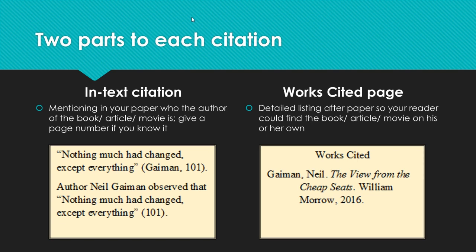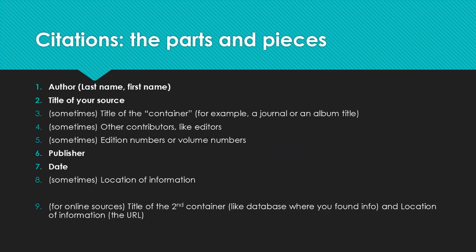Okay, you can either include the author's name or show your quote and then put the author's name in the parentheses. At the end of the paper, you're going to have a works cited page that gives all the details for those citations that you've used. So in this case, you want your reader to be able to find the book, article, or movie. In this case, it's a book. So it has all the information that you're going to need to track down that book if you'd like to read it on your own. Let's take a closer look.